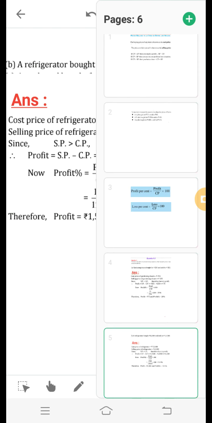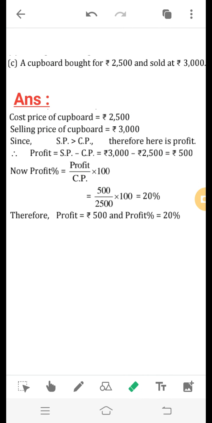Let us take one more example. A cupboard bought for rupees 2,500 and sold at rupees 3,000. So here cost price is 2,500. Selling price 3,000. Selling price is greater than the CP, so there is a profit. Now find out the profit, selling price minus cost price. Rupees 3,000 minus rupees 2,500, so it's rupees 500.